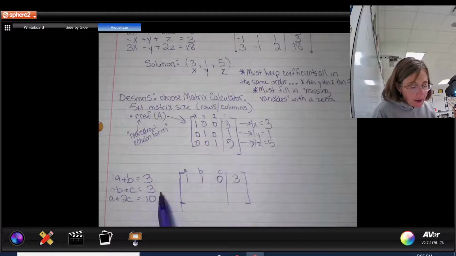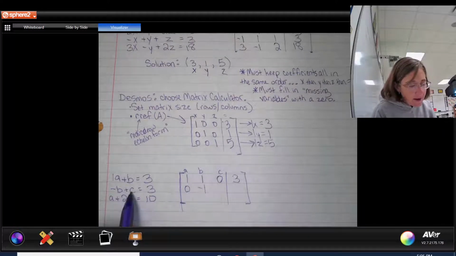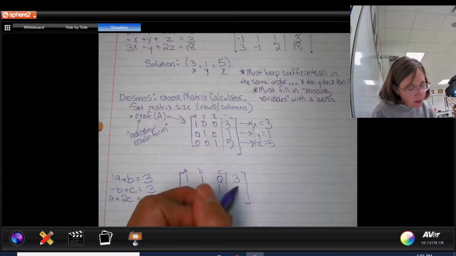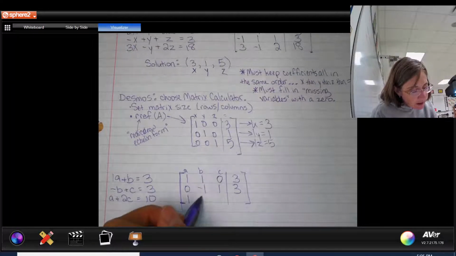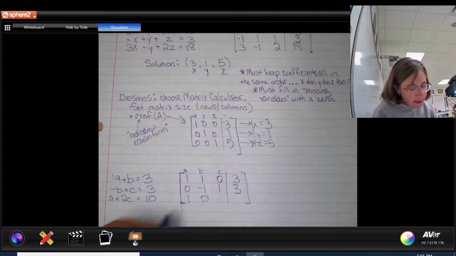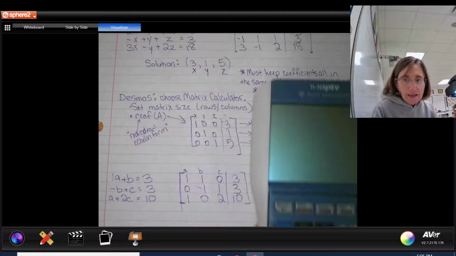So, let's take this second equation and turn it into a second row here. Oh, I don't have any A's in that one. So, that means I have 0 A's. My B's, I have negative 1 as the coefficient in front of that B. And I have 1 C, and that equals 3. And then for my A plus 2C, I have 1A. Don't have any B's, so I'll put a 0 there as a placeholder, and then I have 2 C's, and that equals 10.